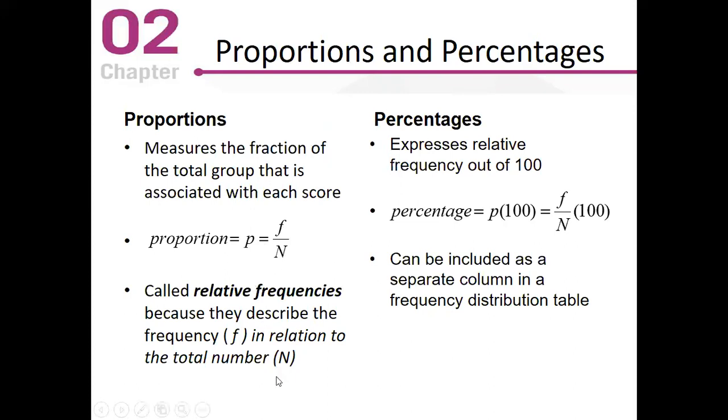These are relative frequencies. They describe the frequency of a particular response in relation to the total number of people. Now, we typically take proportions and convert them to percentages by simply multiplying them by 100. So in the example I just gave, we had 5 out of 10 people scoring above an 80. That ends up being 50% if we go through the math: 5 over 10 times 100 equals 50%.